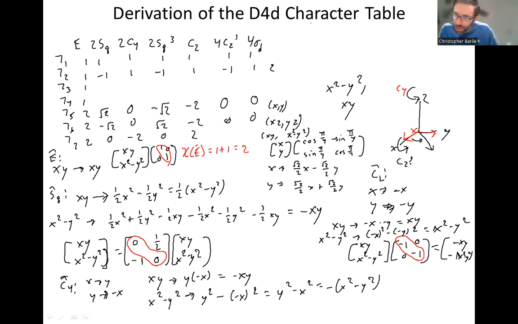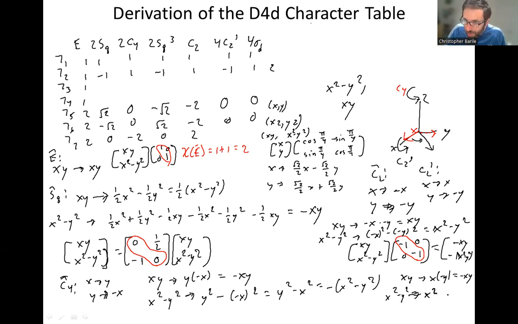C2 prime. X goes into x. Done this one before. X goes to x and y goes to negative y. Well, if you have that pattern where x goes into x and y goes into negative y, you kind of know what's going to happen. But let's write it down here. Xy is going to go to x times negative y, which just equals negative xy. And x squared minus y squared is going to go into x squared minus quantity negative y squared, which is just itself, x squared minus y squared.